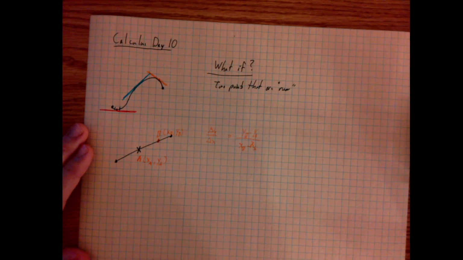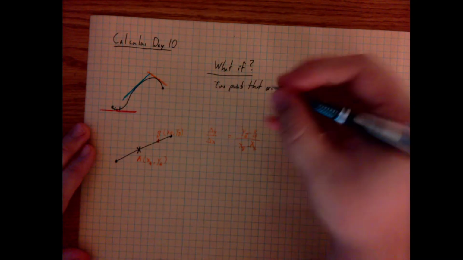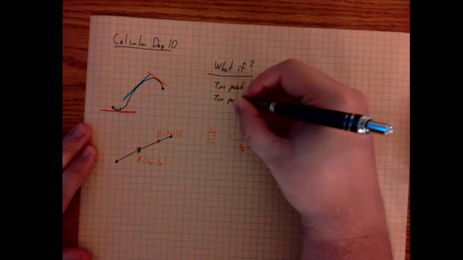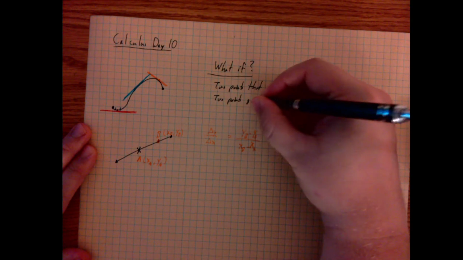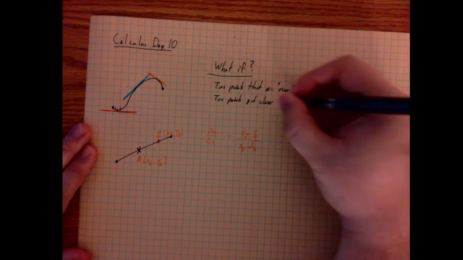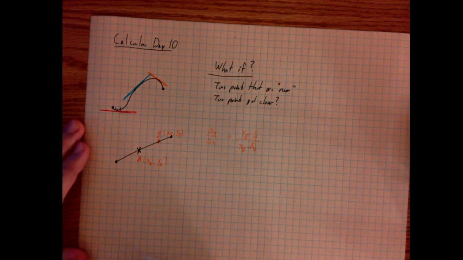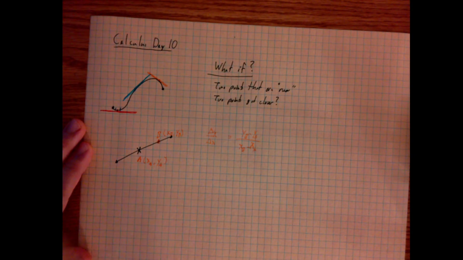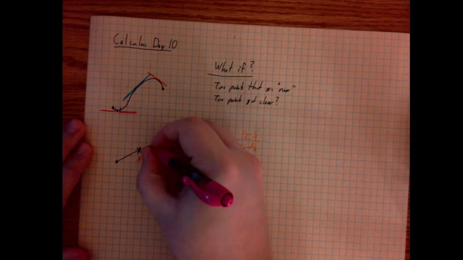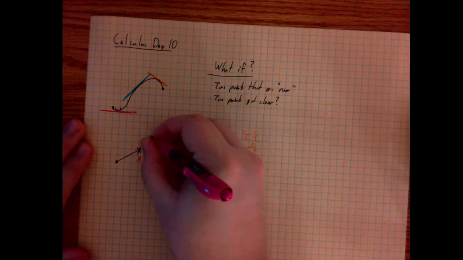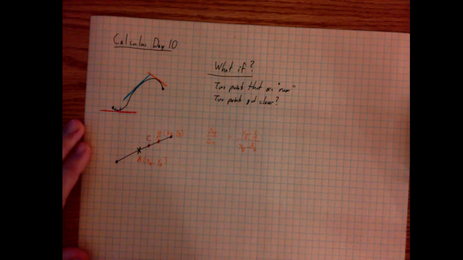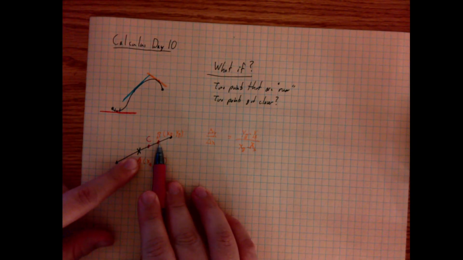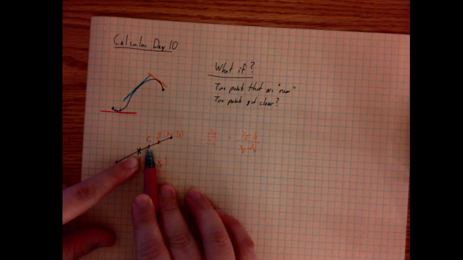But this leads us to the second part. What if those 2 points got closer? What if instead of choosing B here, I chose B right here? Let's call it C. Would these two give me a good answer? Probably. Pretty close, right? But these two would probably give me a better answer.